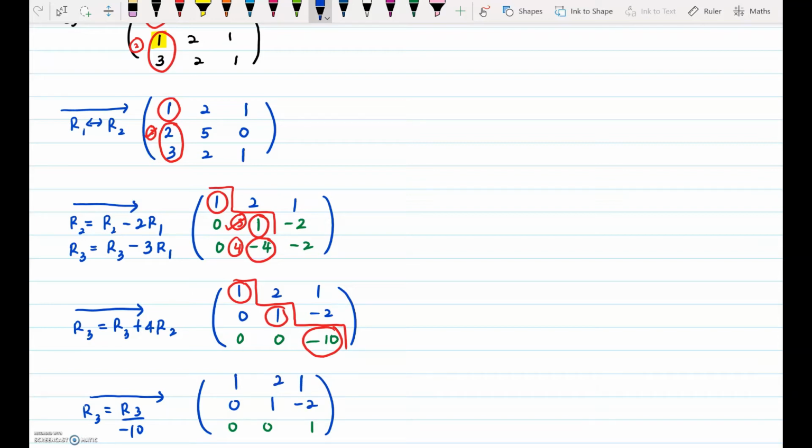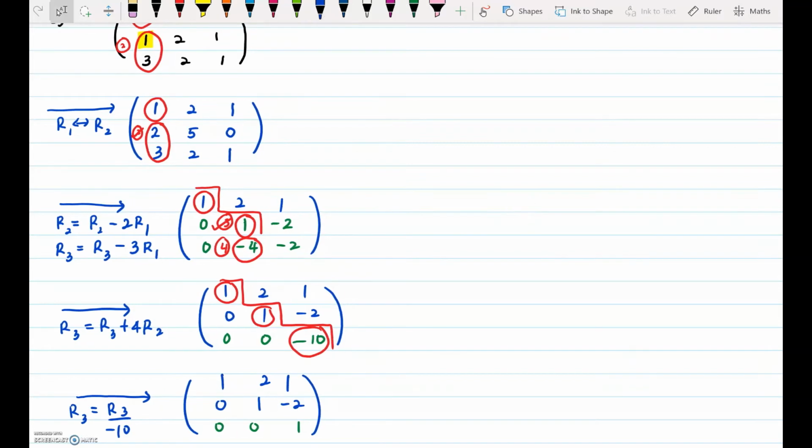Okay, so next, continue. This will be your REF, because we have the leading one in all rows, and below your leading one are zeros. Next, to find your reduced row echelon form, let's continue.